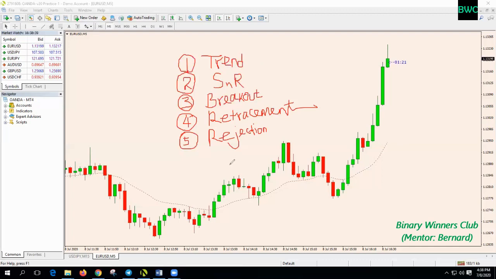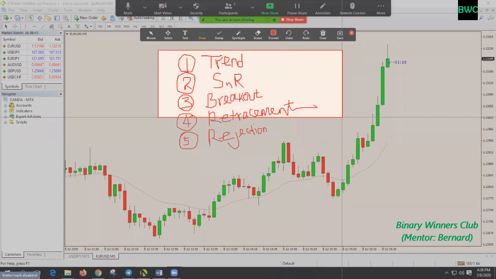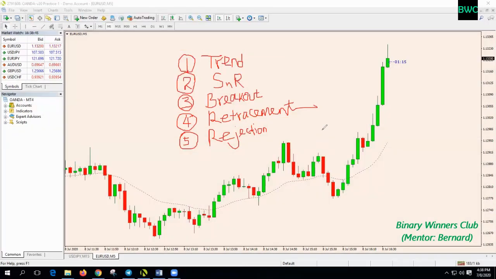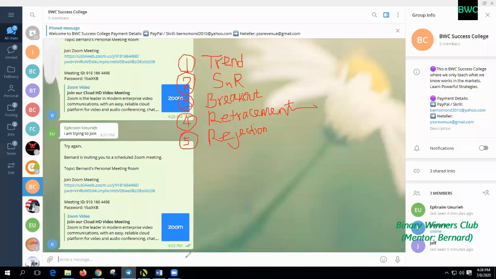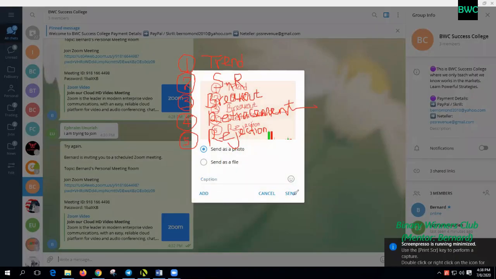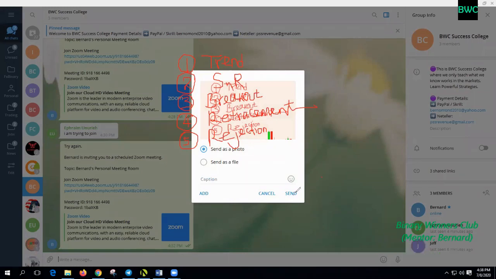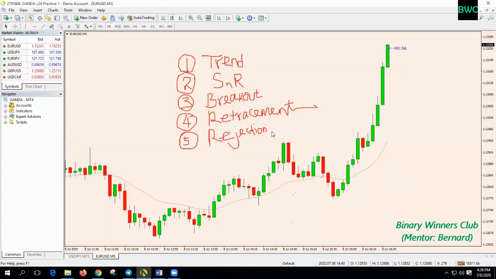One way I can do that is to take a screenshot of my chart. Okay. So these are the things I expect that you guys will be able to follow. I'll share this with you. But if you want my template, I can send it to you, but I'll show you how to create one very quickly right away.